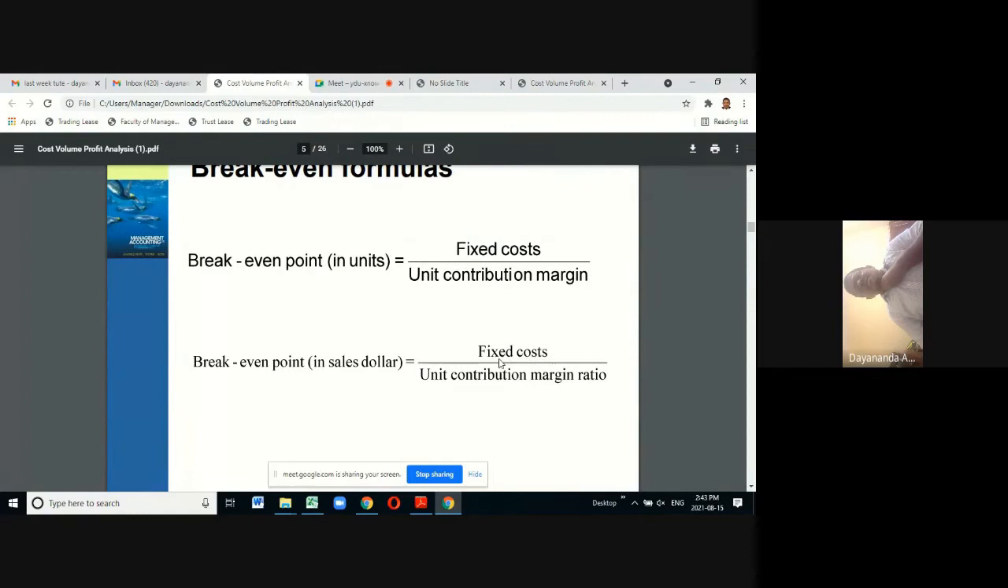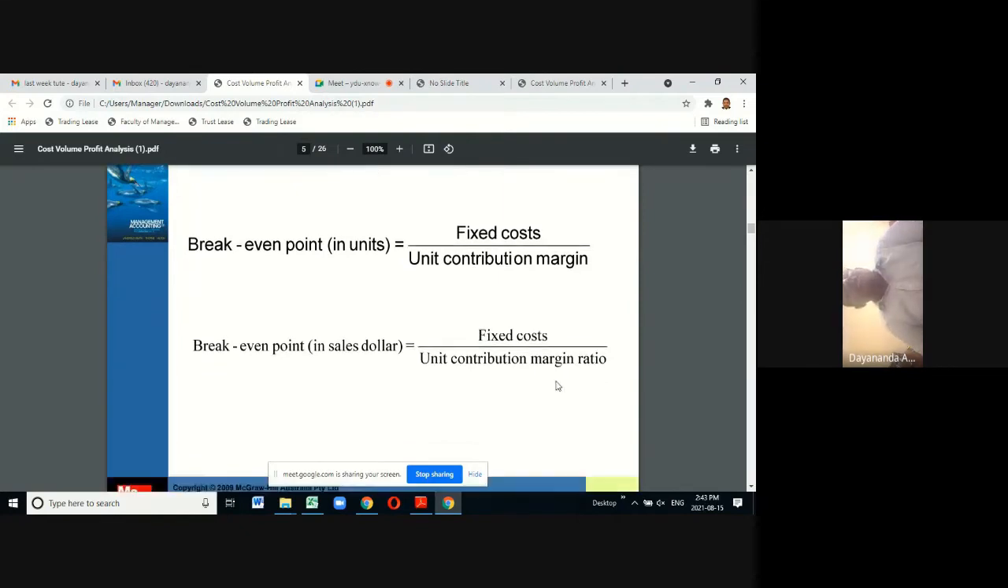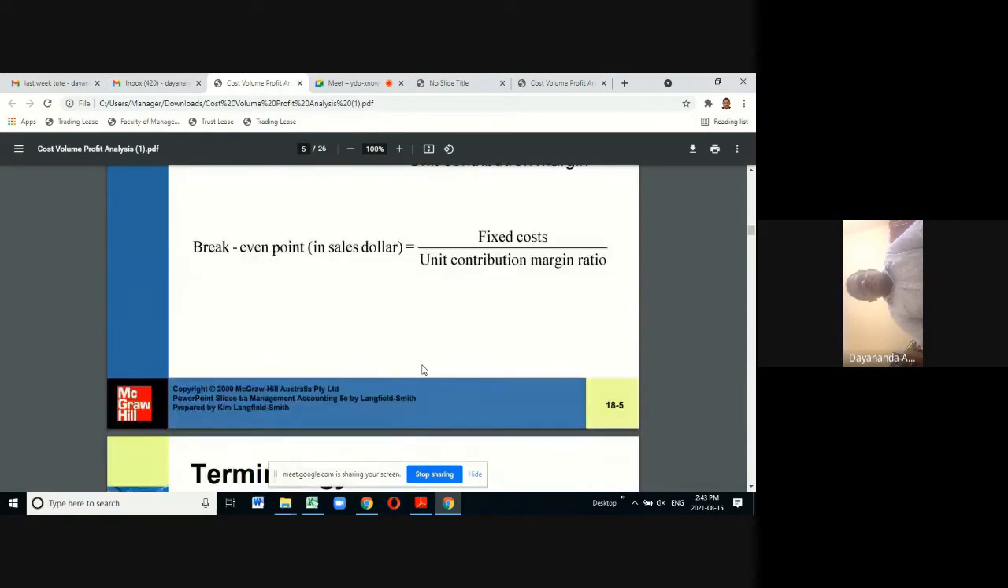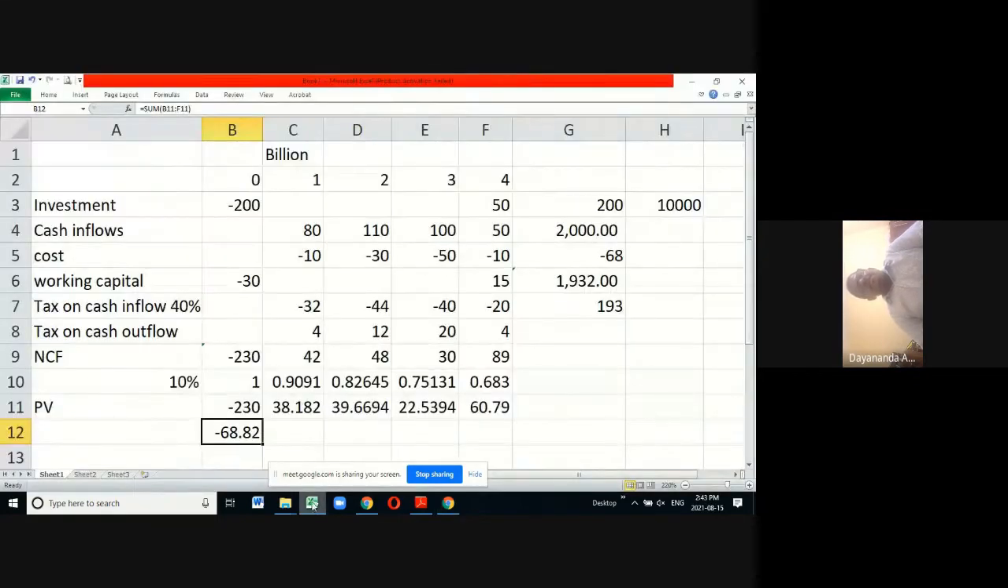The other one is fixed cost divided by unit contribution margin ratio. That's how you calculate the break even. If you divide the fixed cost by unit contribution margin, you get the break even in units. If you divide the fixed cost by unit contribution margin ratio, you get the break even in sales units. Is it clear? Okay.